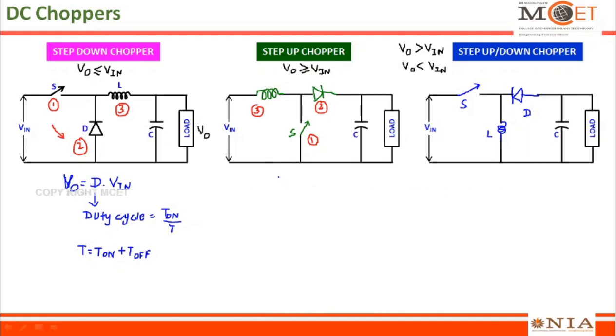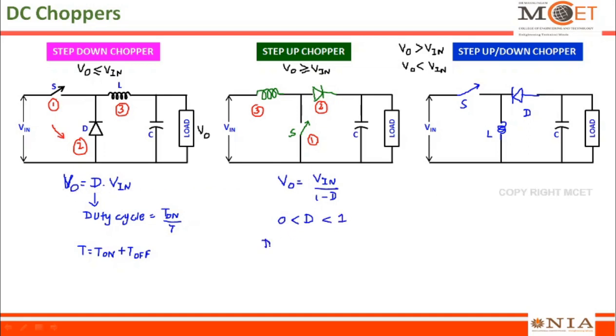Let us try to look into the final expression of that derivation. V out is equal to V in divided by 1 minus D. So this is the relationship between input voltage and output voltage of a step-up chopper. If you look at, already we have seen that the duty cycle will have a range of 0 to 1. The duty cycle range will always be from 0 to 1.